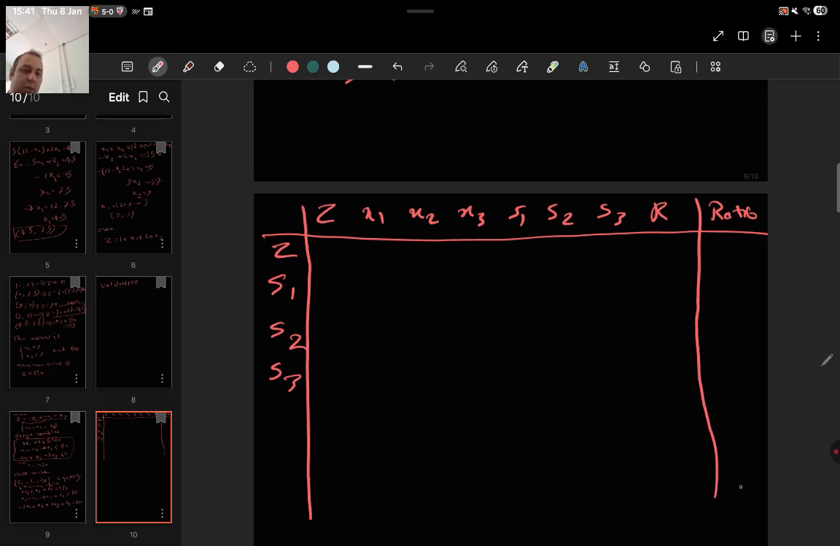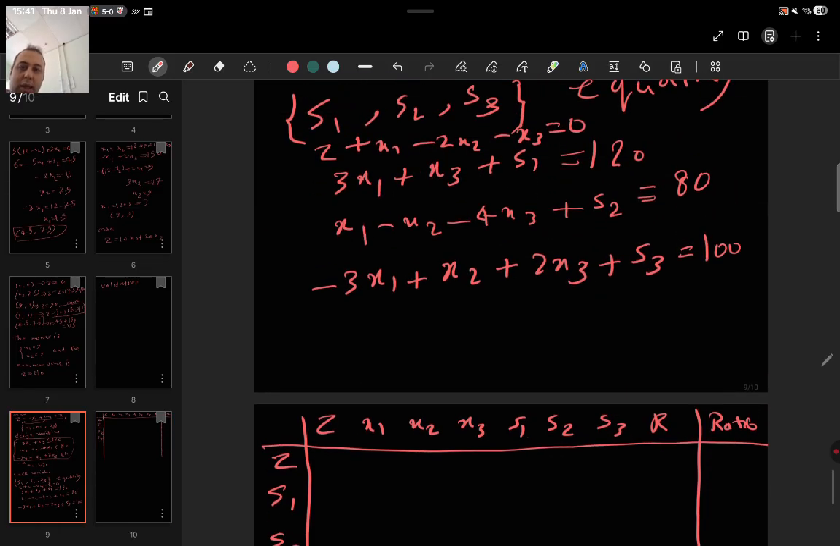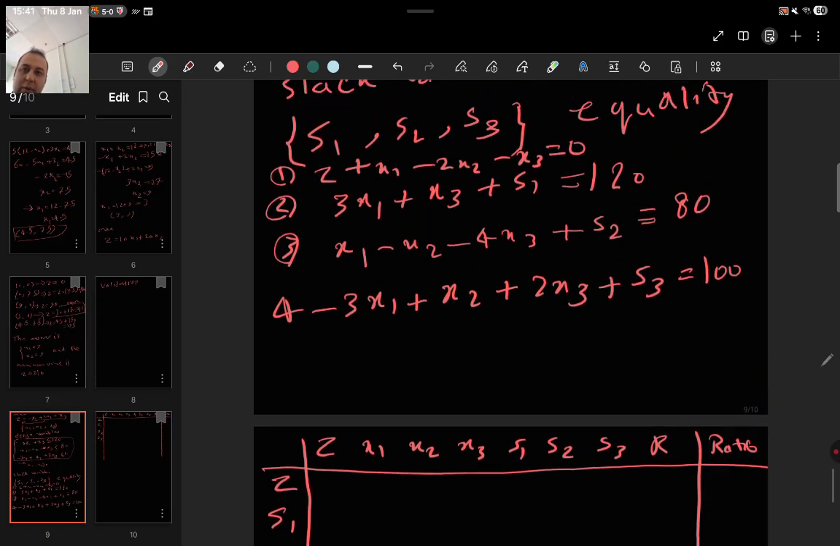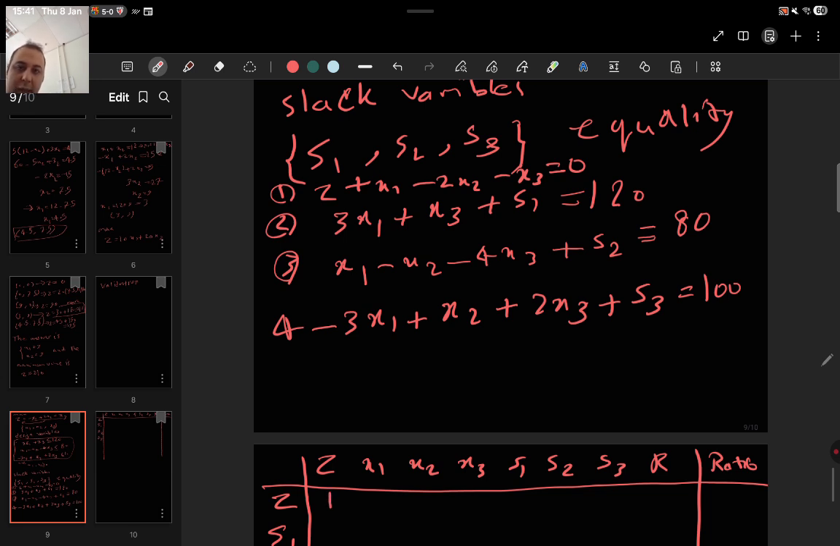Okay, so what we do, we write down all the coefficients. So for z, in the first equation, second, third, fourth. For the first equation we have 1 for z. What was the coefficient of x1? 1. Coefficient of x2 minus 2. Coefficient of x3 minus 1. S is 0 0 0 and right side is 0.